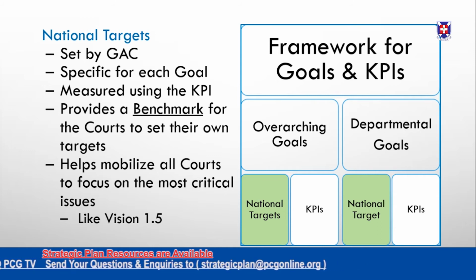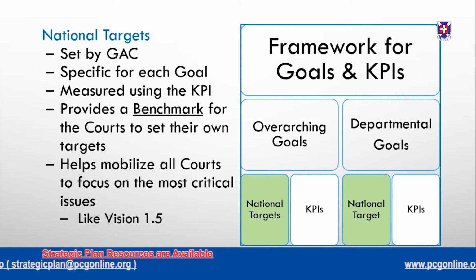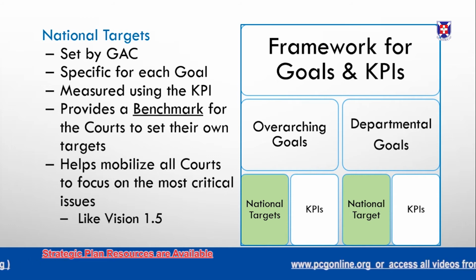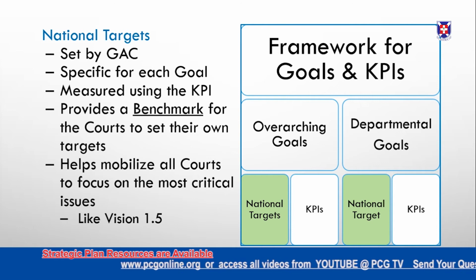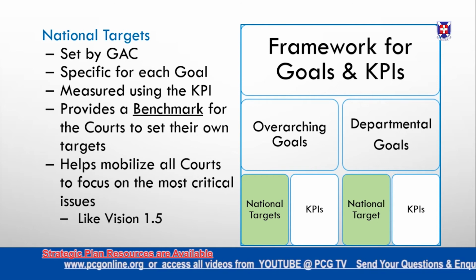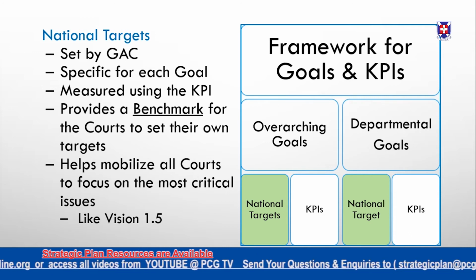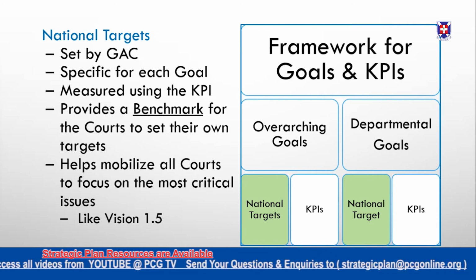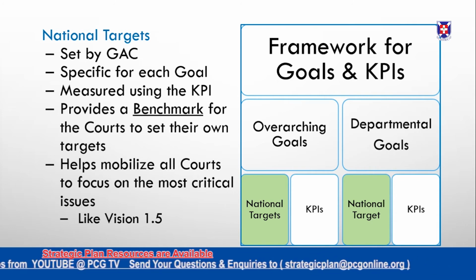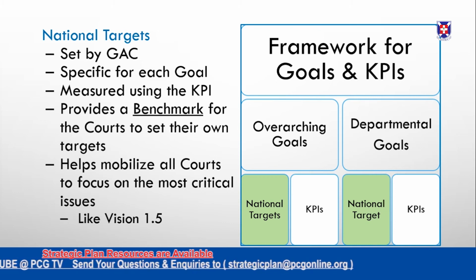And what the targets are supposed to do is to provide benchmarks for the courts to set their own targets. The target is there, and that is what the national is setting for all of us. But it's not all the courts that have the same ability. So two districts in the same presbytery may not have the same ability, and so the rate at which they achieve that benchmark will be different. So that's why we call them benchmarks. And the essence is that when these benchmarks are set, it helps to mobilize all the courts to focus on the most critical issues in the church.